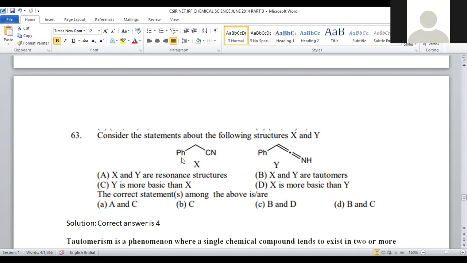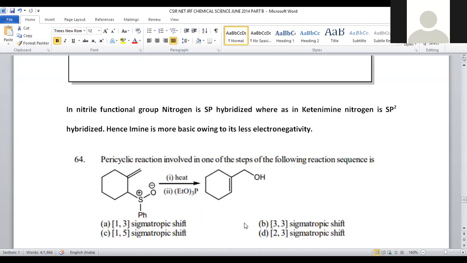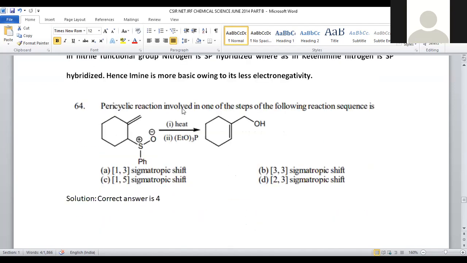Both are tautomeric forms, and Y will obviously be more basic when compared to cyano. So B, C are the correct answers for question number 63. B, C are available in option number D. For question number 63, option number 4 is the correct answer. Let us move on to question number 64.